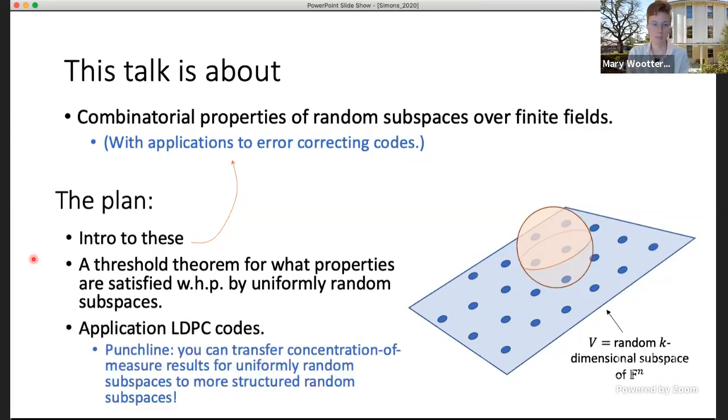The third part of the talk is an application of this characterization to LDPC, or low density parity check codes. From a probability perspective, the punchline of this application is that you can transfer concentration of measure type results that you would be able to prove for uniformly random subspaces, almost for free, to more structured random subspaces, or at least to a particular distribution of more structured random subspaces. That falls out for free from the threshold characterization theorem that we'll see. Okay, so that's the basic plan.